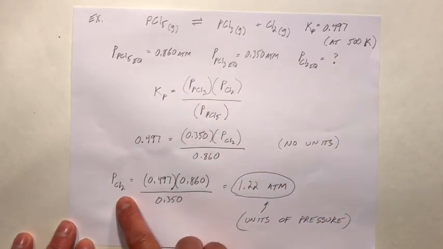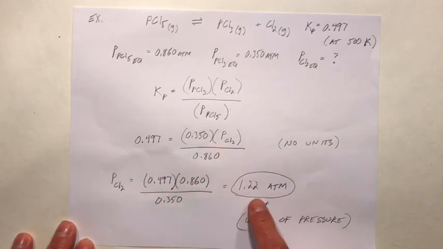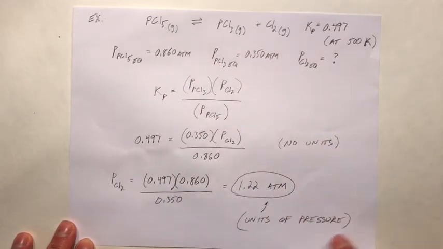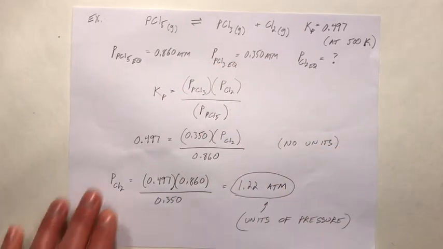So we get that PCl2, rearrange that, and we get 1.22 atmospheres. Now, since we're using atmospheres for our other pressures, we would use atmospheres here.